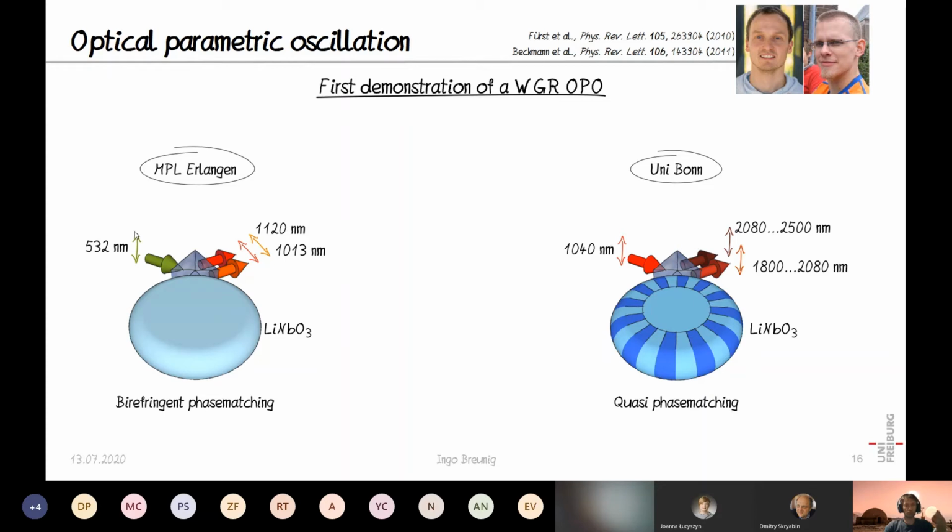And the most simple one was used by the guys in Erlangen, and the most flexible one was used by our group. But the most simple one won the race, right? They were, I guess, 2 months ahead of us. So they presented the first Whispering Gallery OPO in 2010, and we came later with our device in 2011.